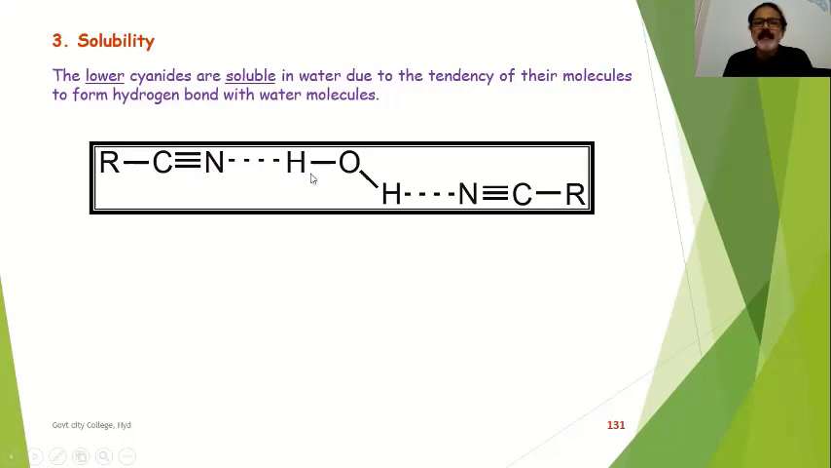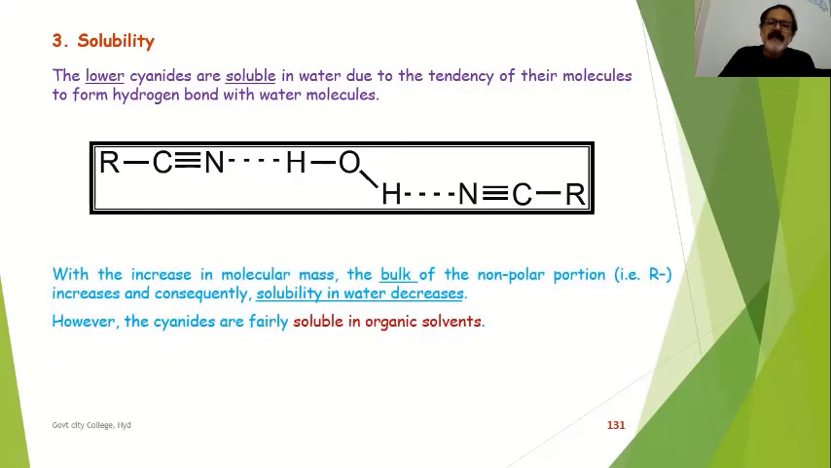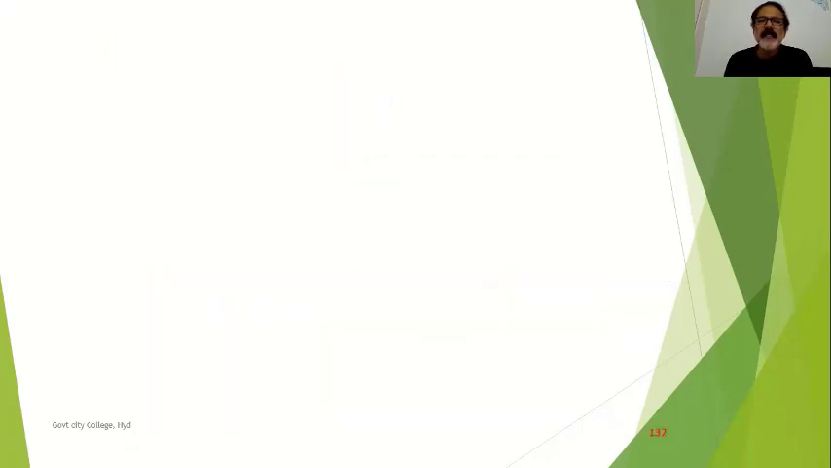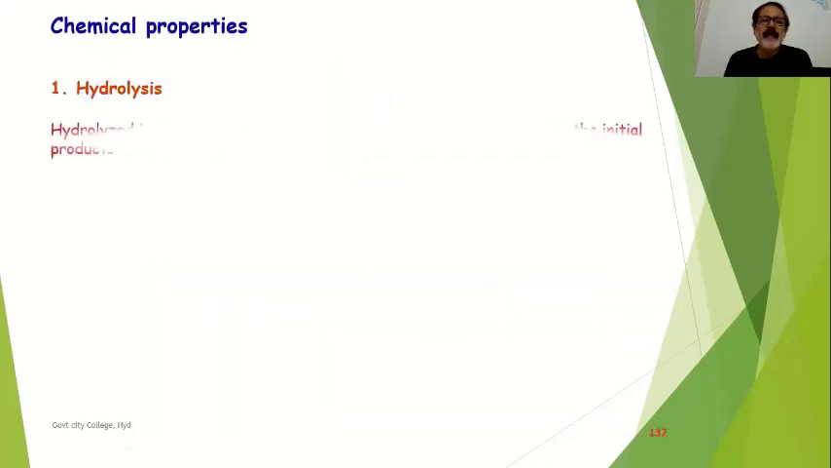So when the cyanide group comes into water, it forms hydrogen bonds. This hydrogen bonding is also responsible for the solubility. And remember that the solubility is very low. When the size of the alkyl group increases, the solubility goes on decreasing, because the alkyl group will dominate and take it into the organic layer. So all cyanides easily dissolve in benzene or ether. Next, chemical properties.